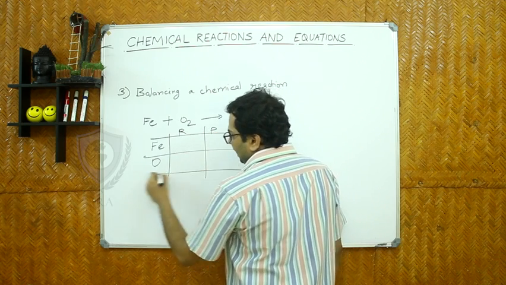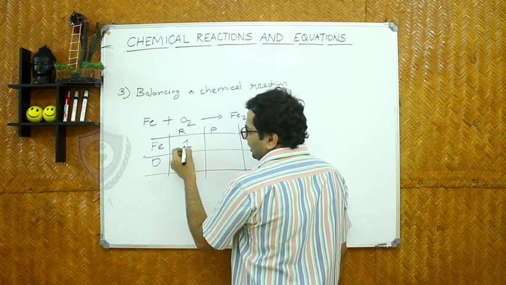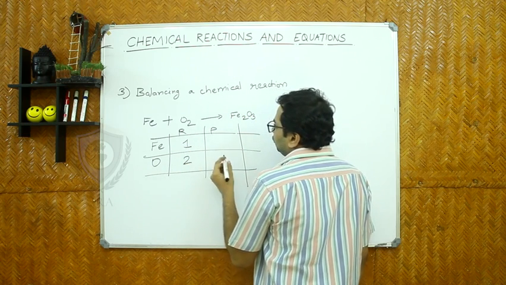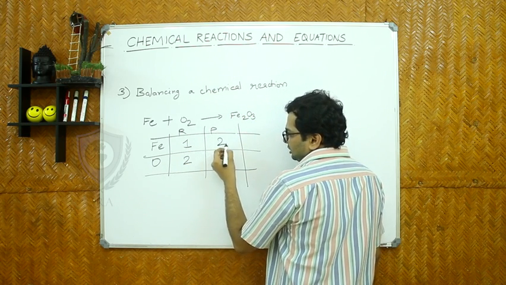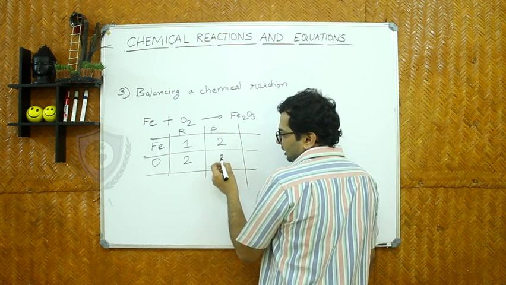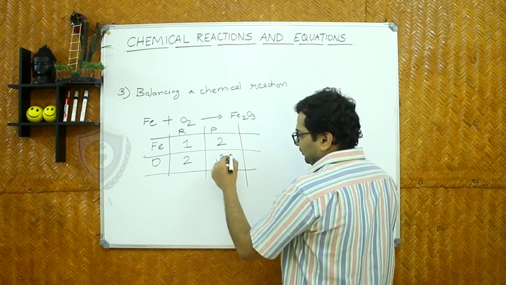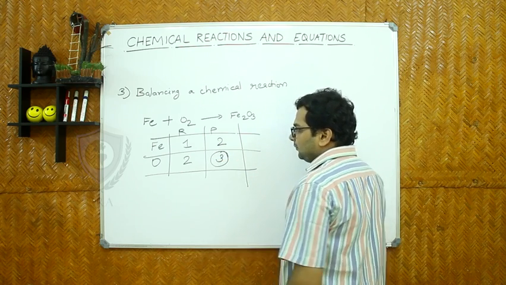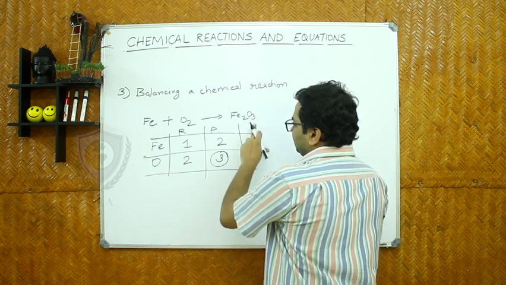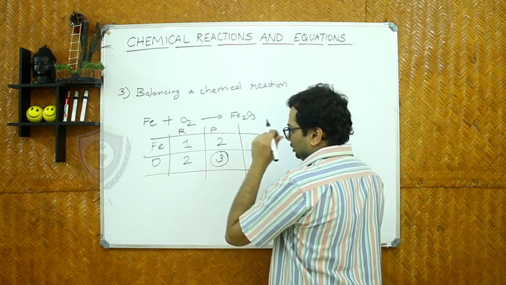Let's look at what we have. On the reactant side we have 1 atom of Fe and 2 atoms of O, and on the product side we have 2 Fe and 3 O. So let's look at the biggest one, which is 3, right? We have 3 oxygen here and only 2 oxygen here.